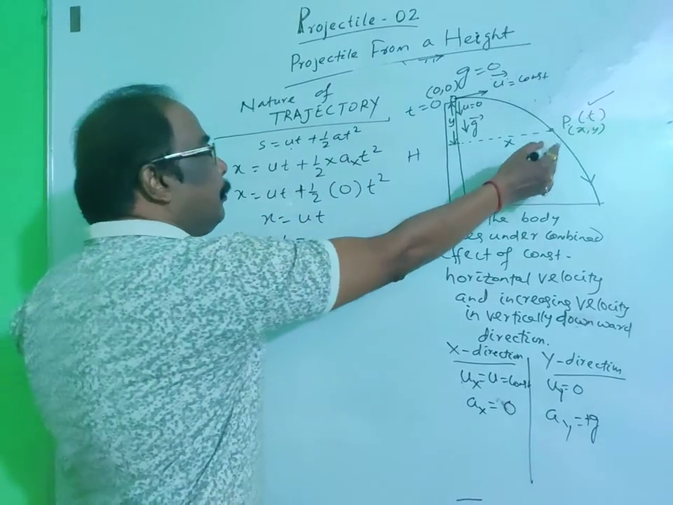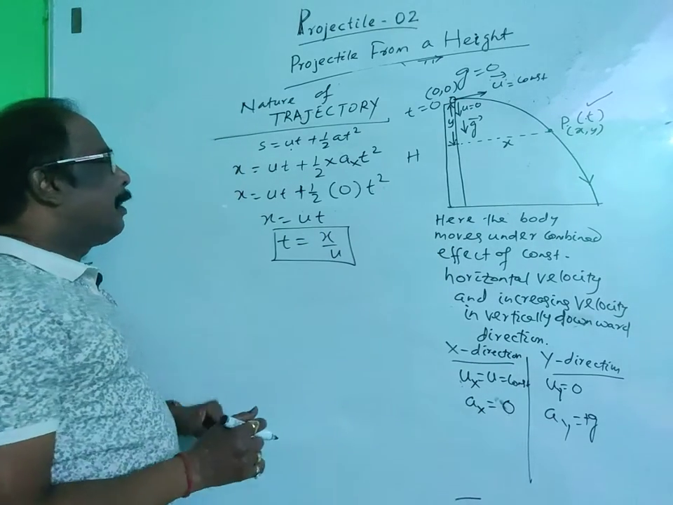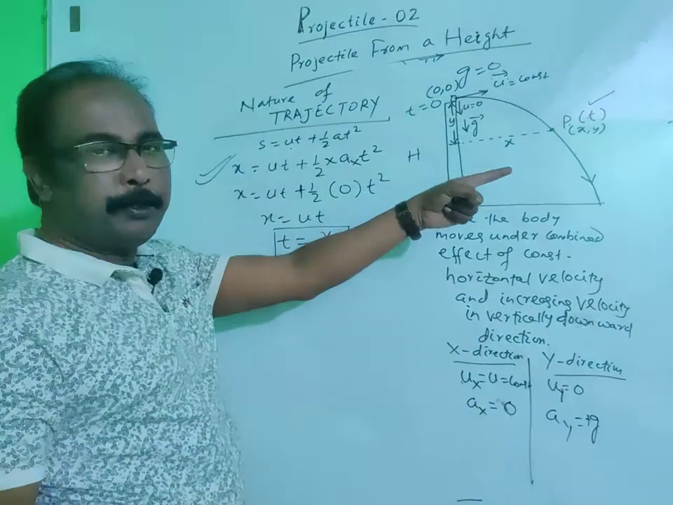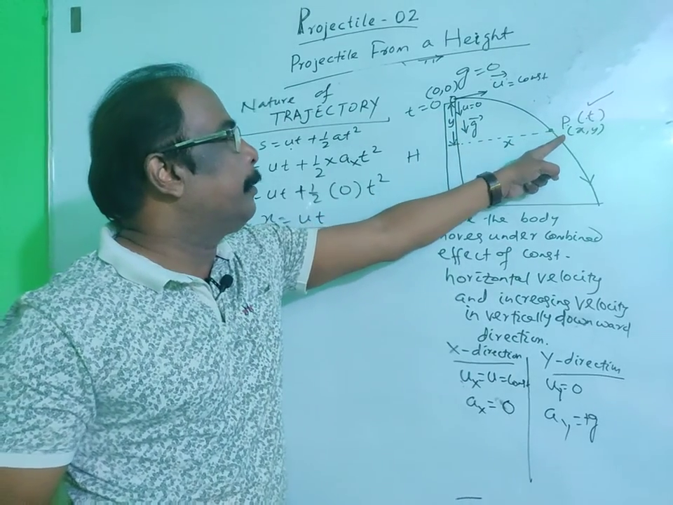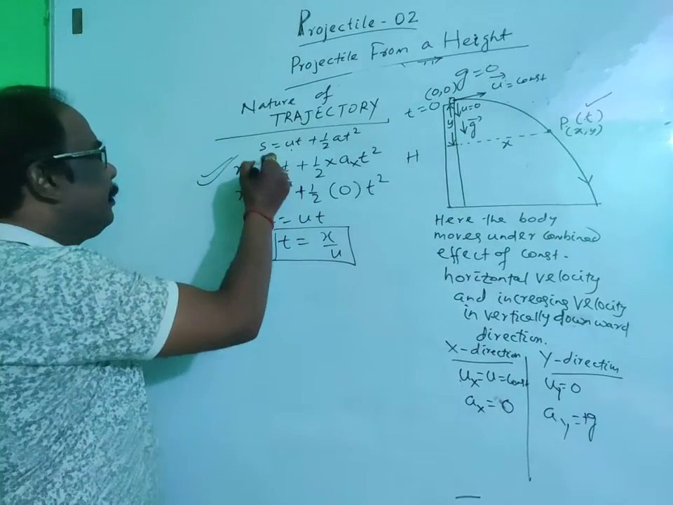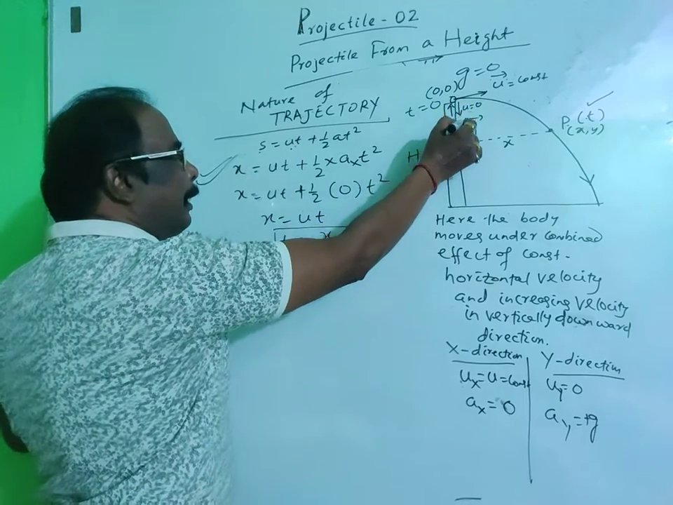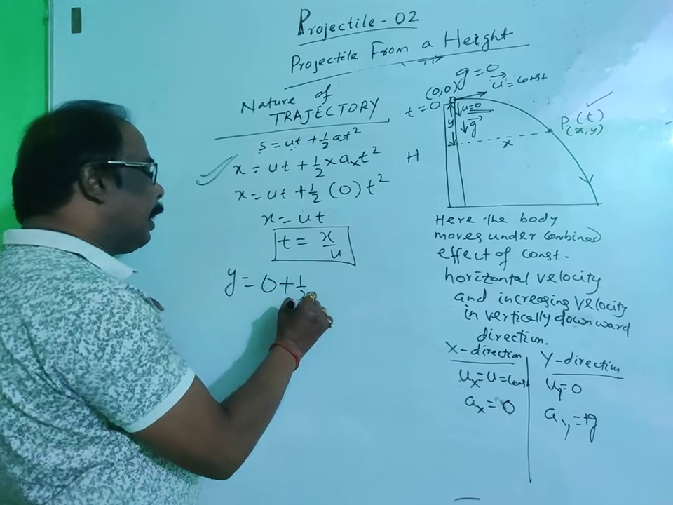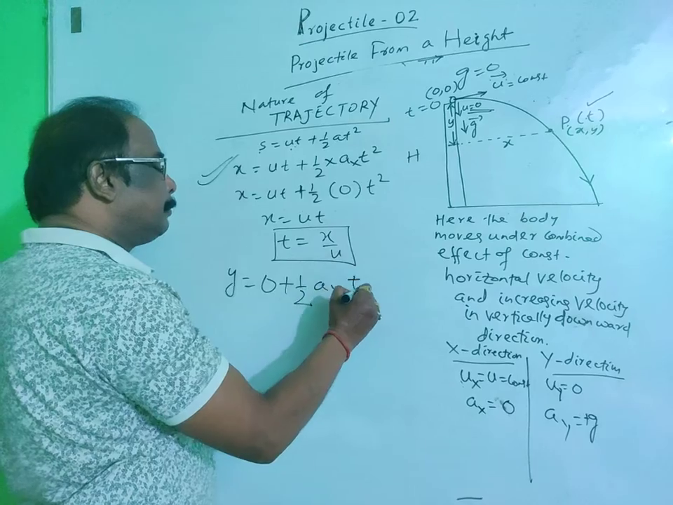So the time taken by the body to reach point P is t = x/u. Now considering vertical motion, this was horizontal motion where x is the displacement. To reach point P, the vertical displacement is y. Then apply the same equation, taking y in place of s. In the vertical direction, the initial velocity is 0, so ut is 0, plus half the acceleration in the y direction times t².